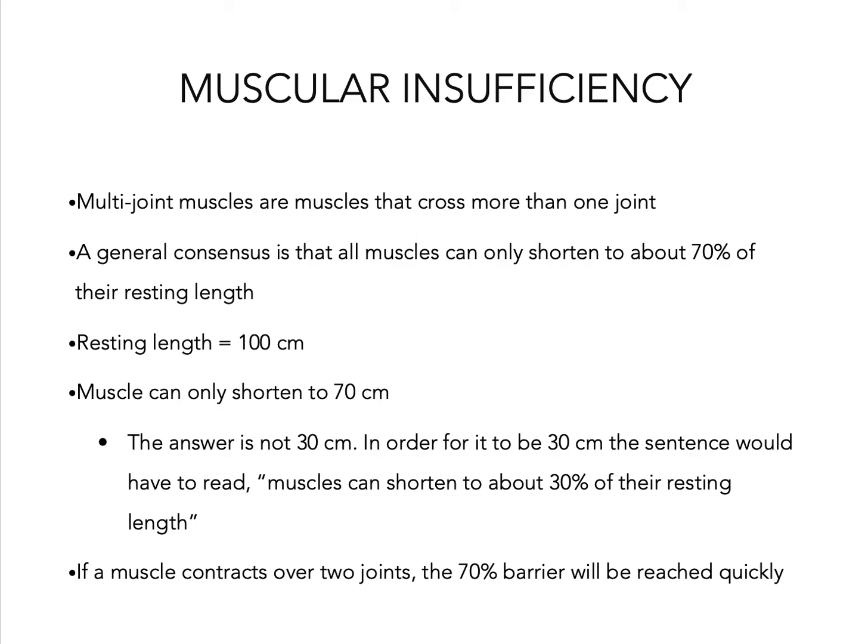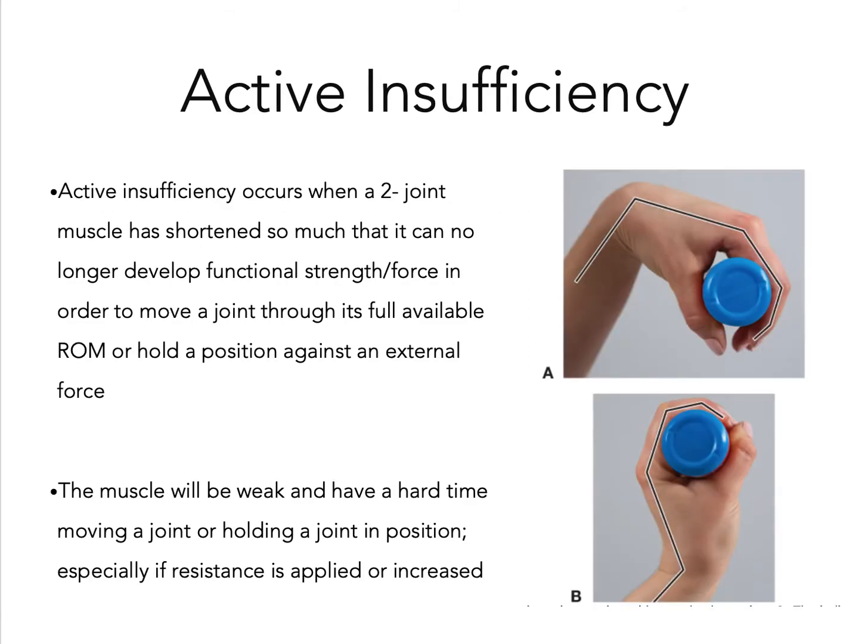The answer is not 30. In order for it to be 30, the sentence would read, muscle can shorten to about 30% of their resting length. If a muscle contracts over two joints, the 70% barrier will be reached very quickly. Significantly diminished force production from a muscle as it has actively and fully shortened across two or more joints is demonstrated right here by active insufficiency.